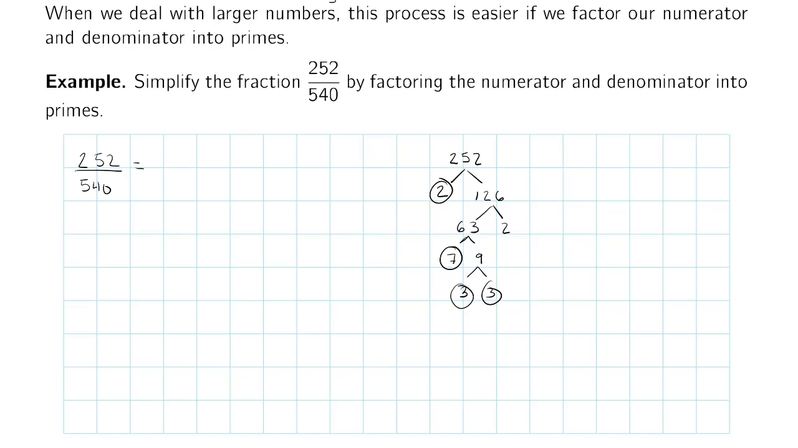These 2's are also prime, and now I've fully factored 252. It's 2 times 2 times 3 times 3 times 7. Right, I've got 2 2's, 2 3's, and a 7.